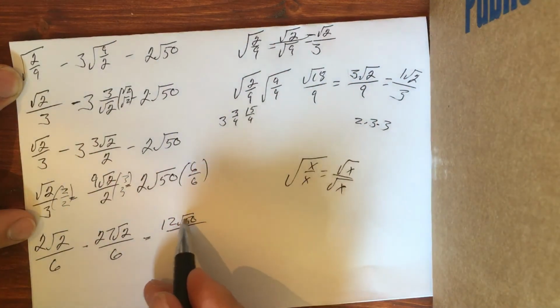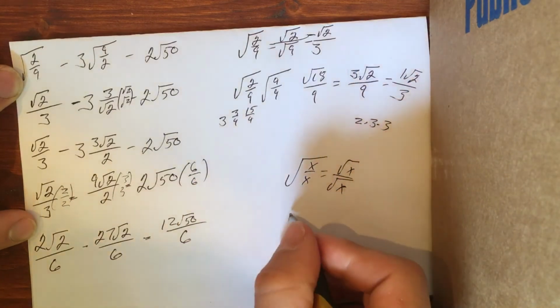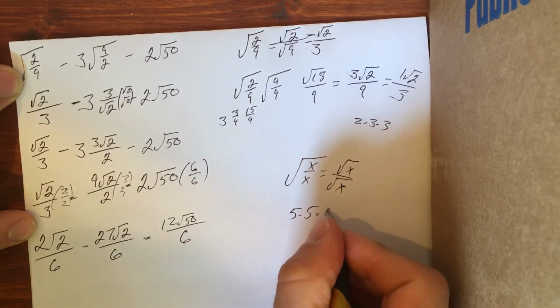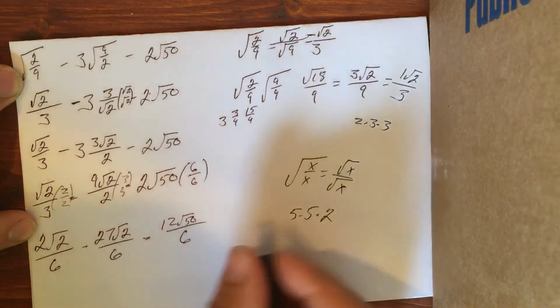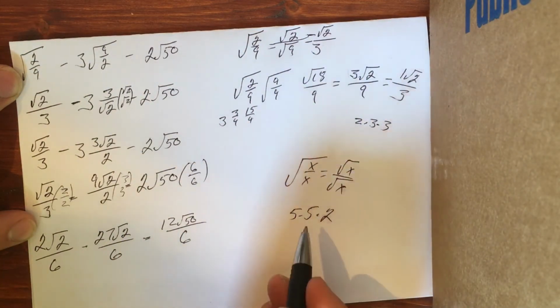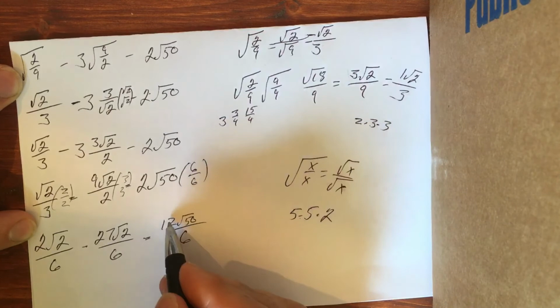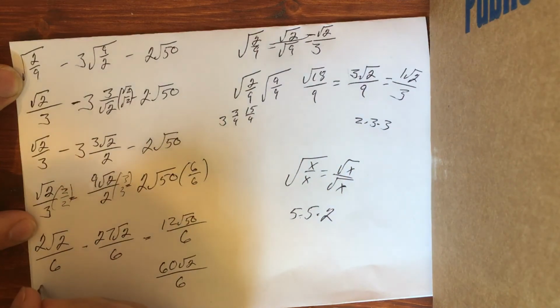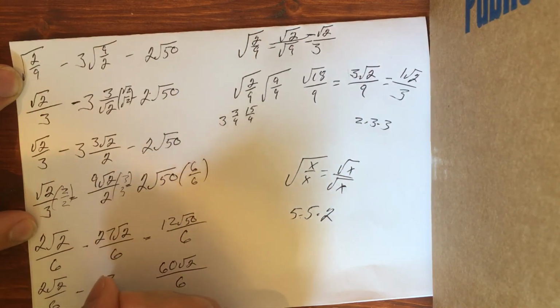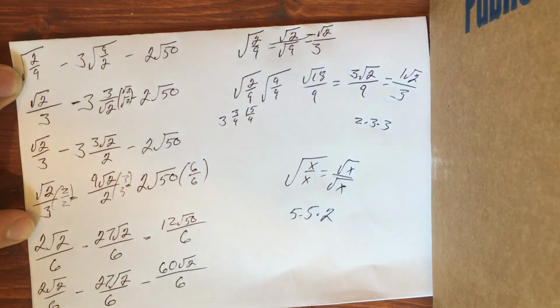Now let's pull out what we can from this 50, because the factors of 50 are 5, 5, and 2, so we get to pull out one 5 and just let the 2 in there. When we pull out that 5, we need to go 5 times 12, so 5 times 12 is 60 square root of 2 over 6. And copying these on down, 2 square root of 2 over 6 minus 27 square root of 2 over 6 minus 60 square root of 2 over 6.